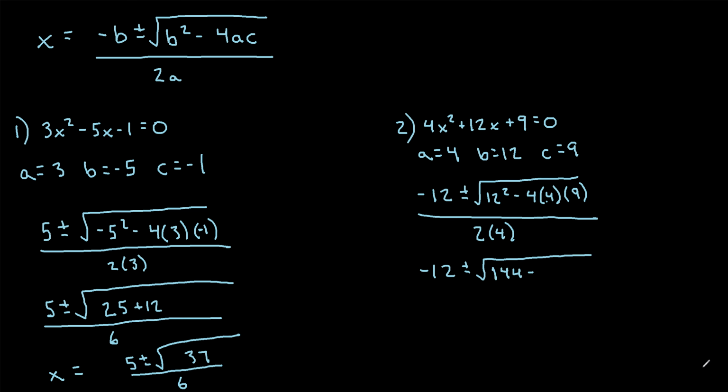So notice that in the square root we have 144 minus 144, that's just 0. So negative 12 plus 0, that's just negative 12. So our answer is negative 12 over 8. Or if we'd like, we could reduce that to x is equal to negative 3 halves. So in this particular example, we only have one solution for x, negative 3 halves. This is the number that we can plug into this equation to make this left-hand side equal to 0.